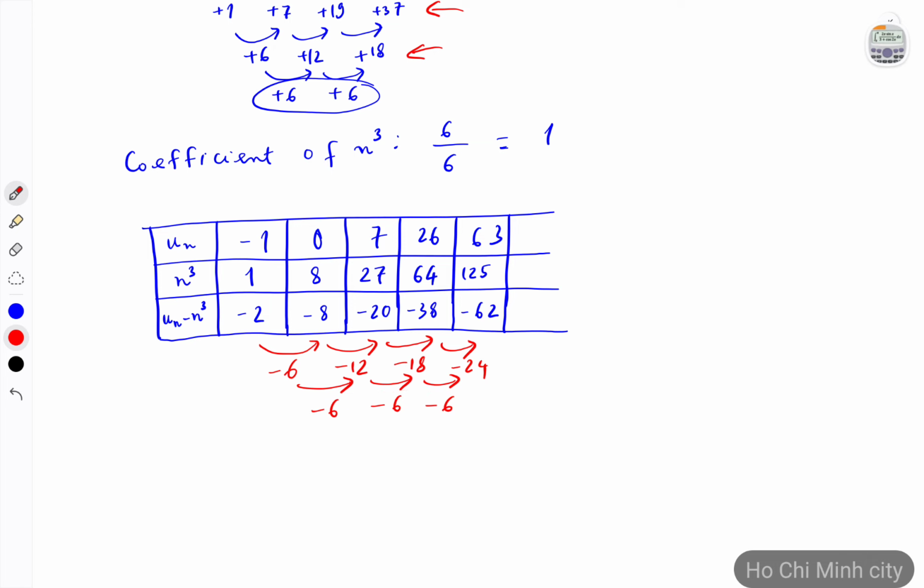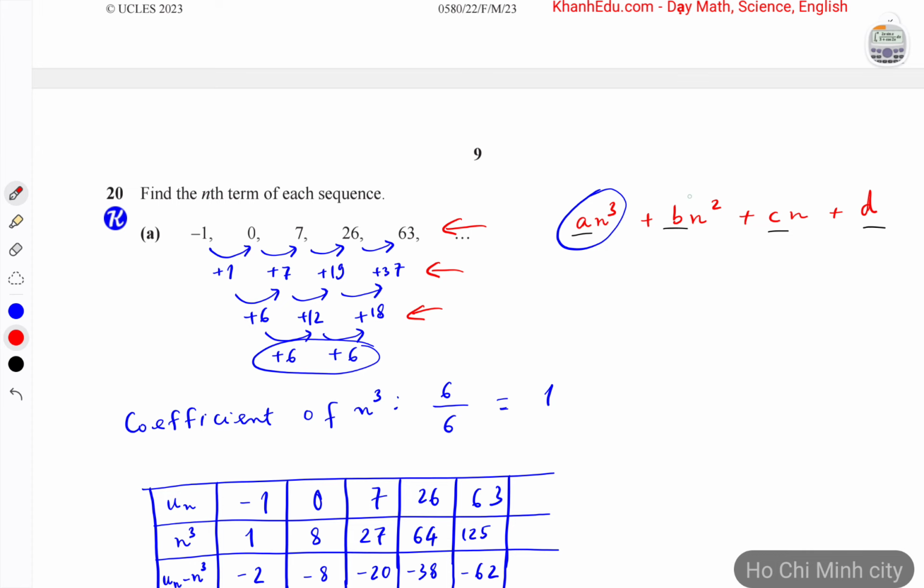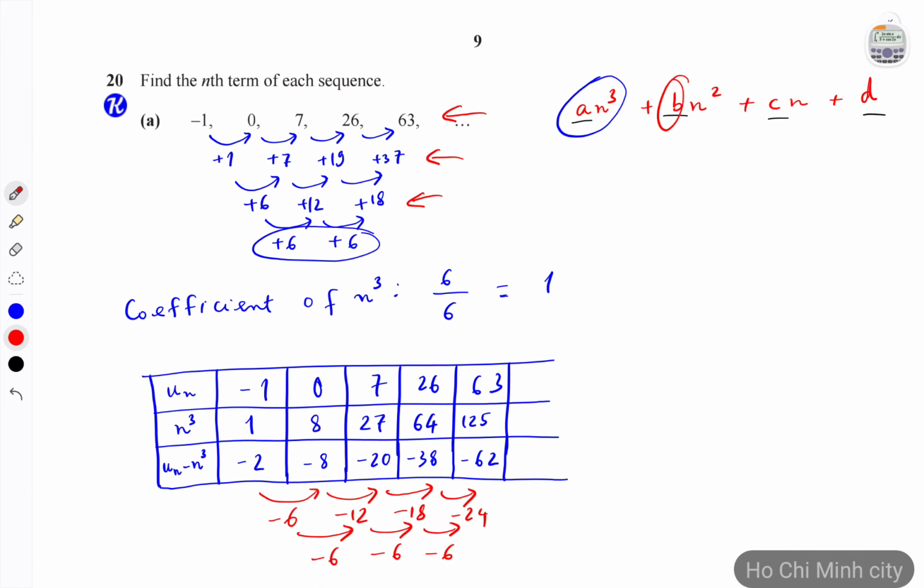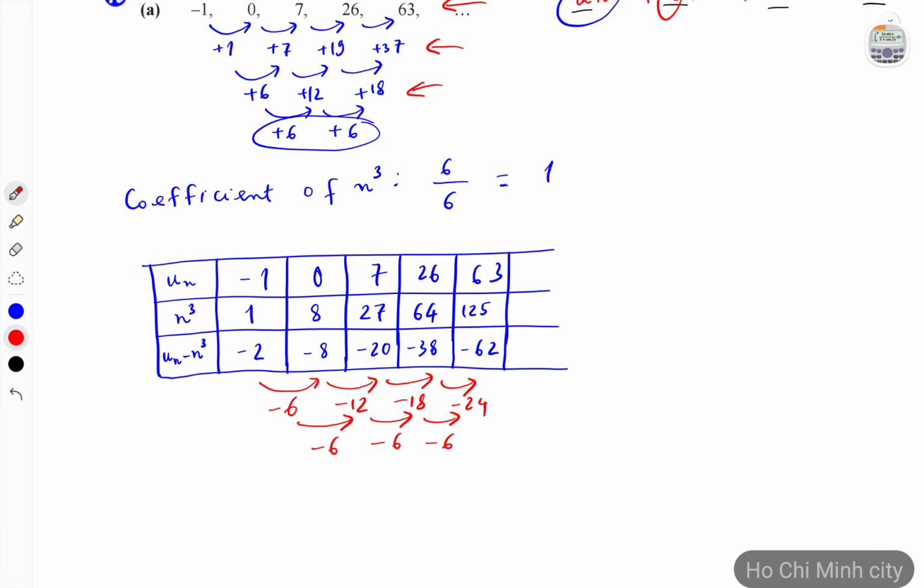Then we need to find the coefficient of n squared. In order to do that, the coefficient of n squared is going to be the common difference, which is -6, divided by 2. And that one is -3.